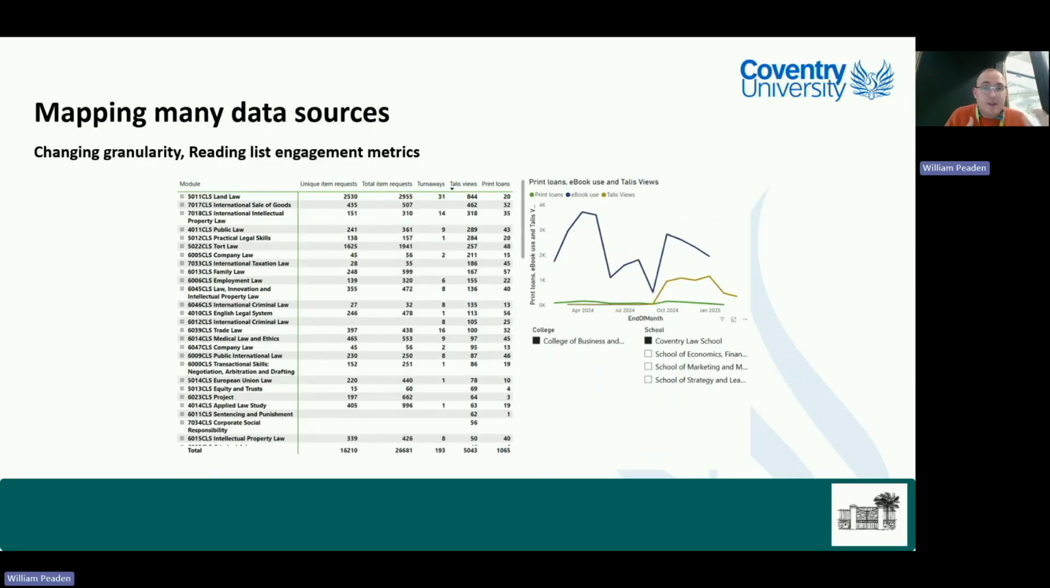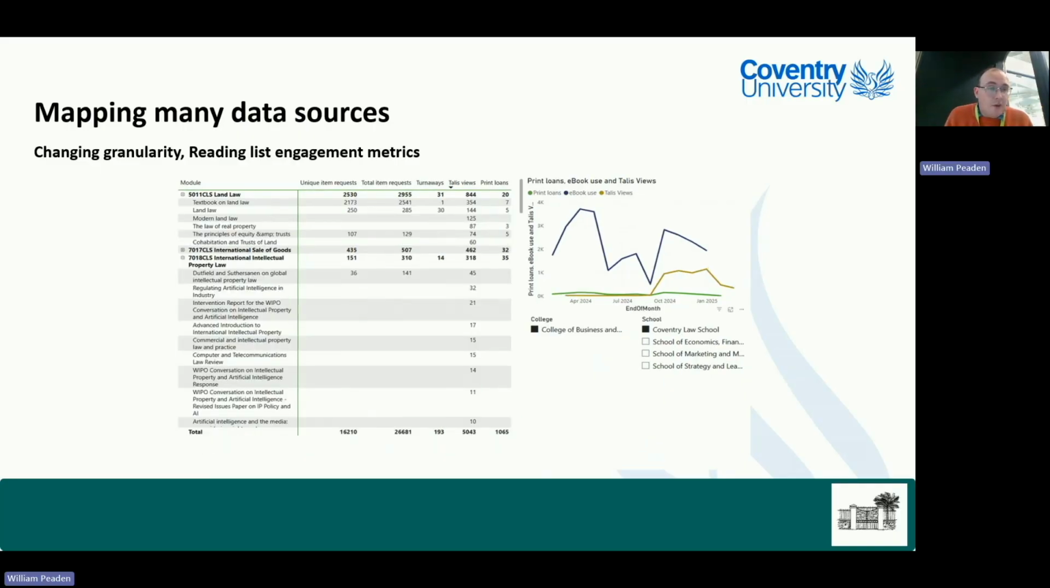So here we can look at this College of Law, and we can see when our students are engaging with the law material that's on their reading lists. Again, we've got semester trends here. Strong trend in April, less strong in October and November.